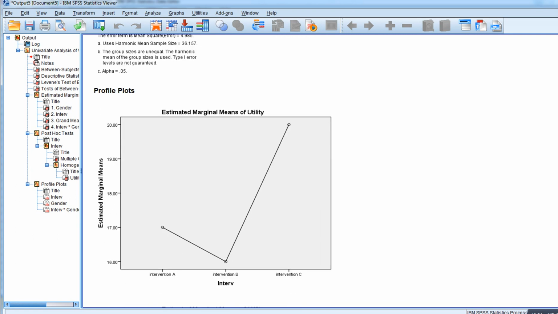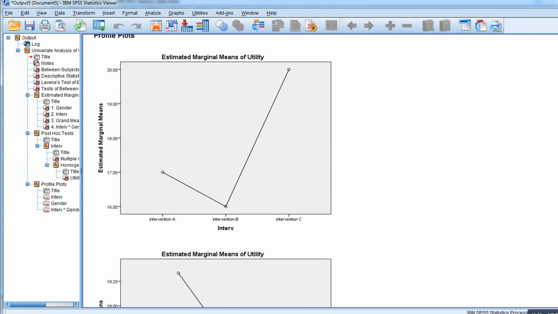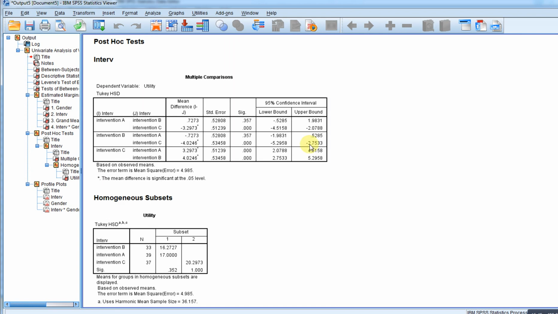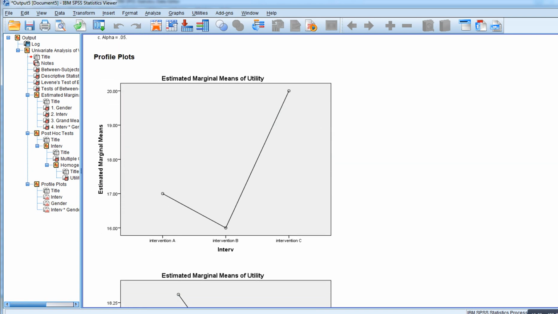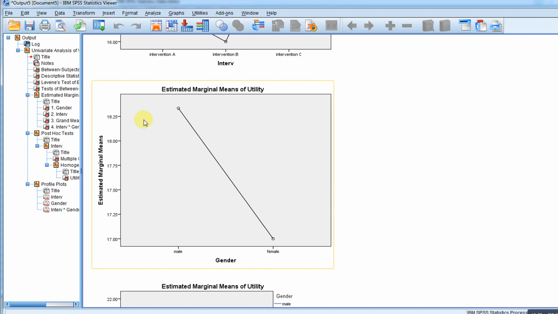So looking at our profile plots, you can see this is just a plot of the intervention effect on perceived utility scores. Along the y-axis, these are the means. Along the x-axis are interventions. So C is higher than B in terms of the means, and C is higher than A. All that is basically replaying what we saw above in our post hoc test of mean comparisons. When we look at gender, you can see that males scored higher on average than females, and that's just basically rehashing what we saw in the ANOVA summary table.